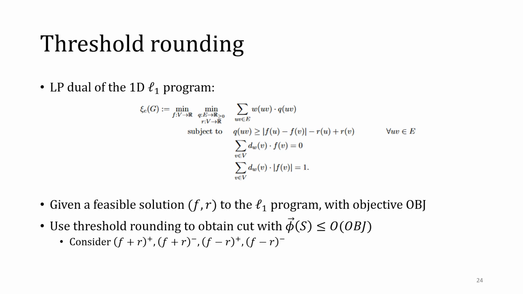And finally, we arrive at the most familiar step of any Cheeger proof, which is the threshold rounding. Basically, we just take the dual of the one-dimensional L1 program. Then given a feasible solution, f and r, to this program with the given objective value, we can use threshold rounding to obtain a cut whose conductance is upper bounded by a constant times the objective.